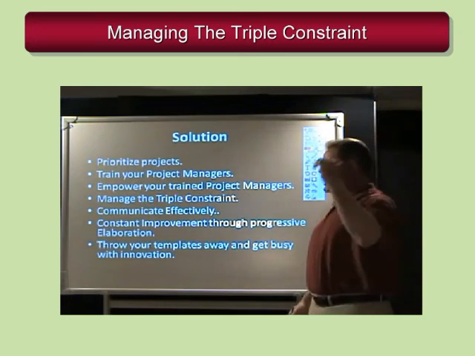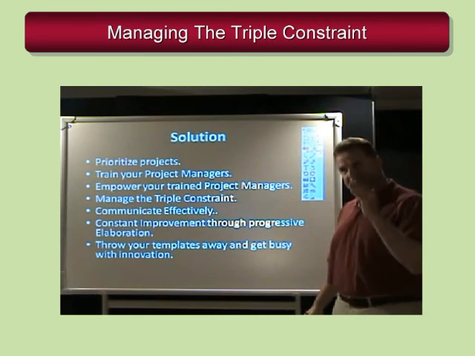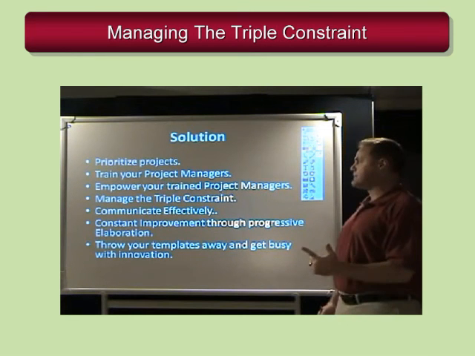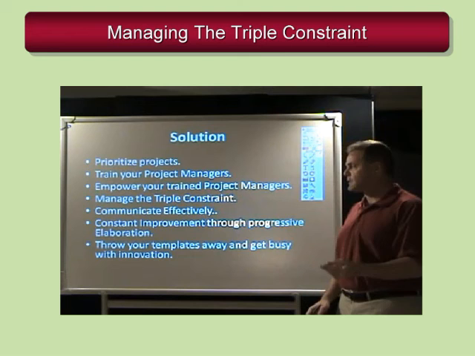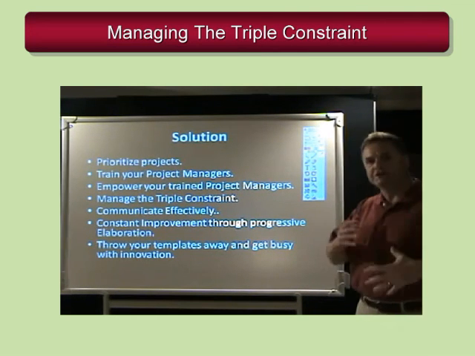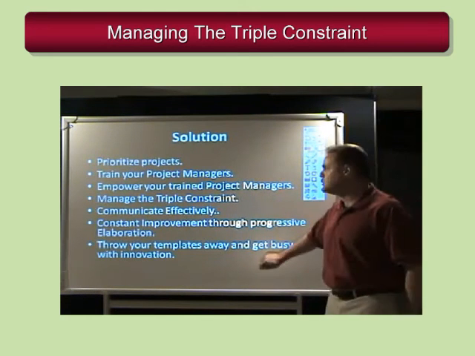Solution: prioritize your projects from the top down. If they can't prioritize the projects, none of them are important. We need strong steering committees. Train our project managers, empower those trained project managers, manage that triple constraint, communicate effectively, and pursue constant improvement through progressive elaboration, getting smarter and smarter as we dig deeper, and throw those templates away and get busy with new innovation.